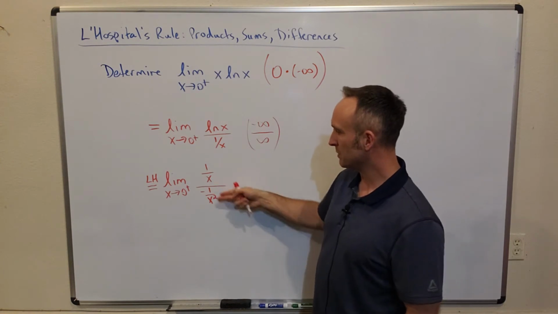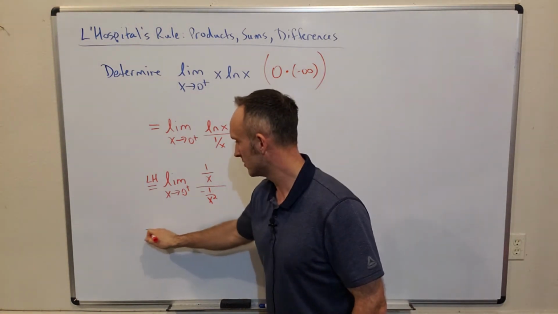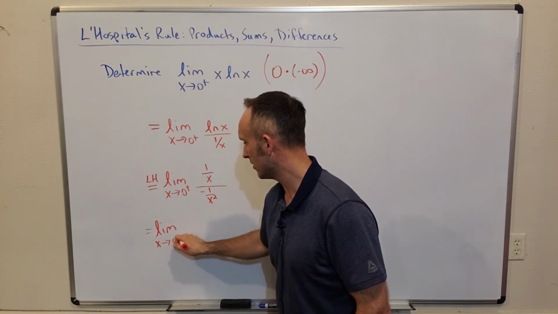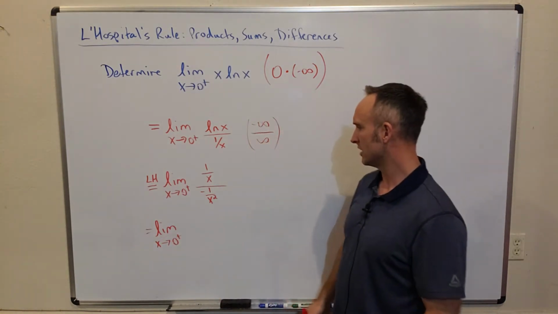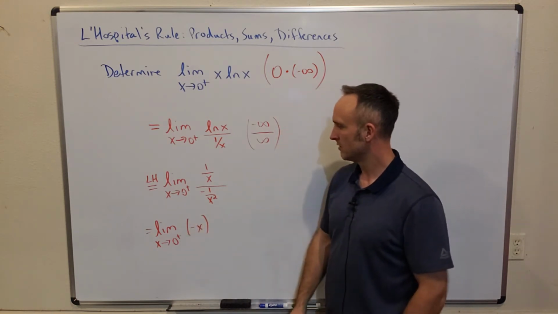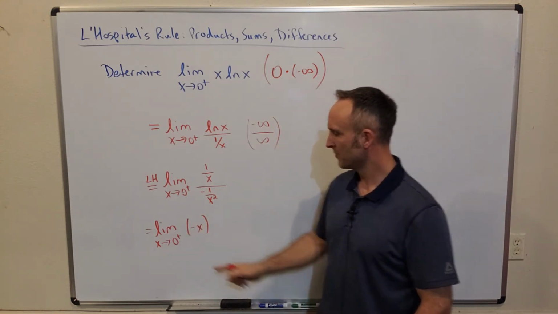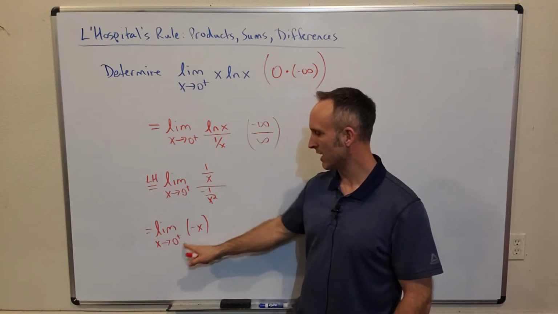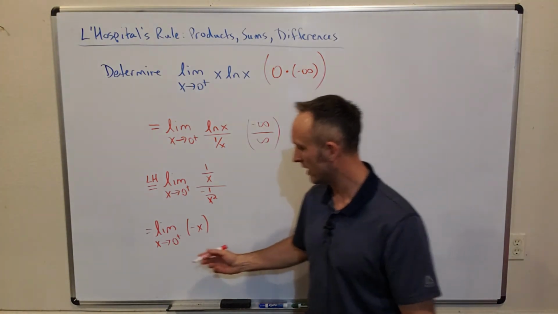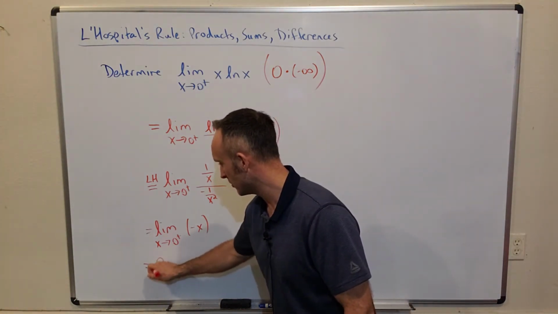And if we simplify the complex fraction, looks like we're going to get negative x, okay? Very simple, negative x. And as x goes to 0 from the right of negative x, we can actually evaluate that limit. Just plug 0 in for x, and we get 0.